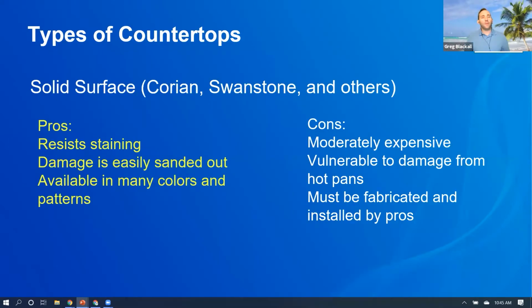All right, so let's talk about solid surface. So this is going to be your Corian, your Swanstone. I mean, there's a bunch of different brands, but in essence, they're all solid surface countertops, okay? They resist staining. Any damage is easily sanded out. It's available in a ton of colors and patterns, but it can be moderately expensive. It is vulnerable to damage from hot pans. So you've got to use pot holders and things like that. You can't set hot pans on it. And it has to be fabricated and then installed by professionals.